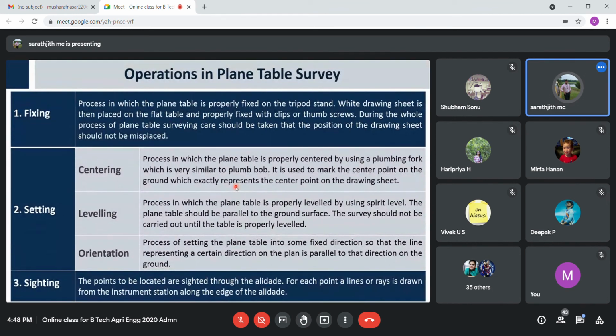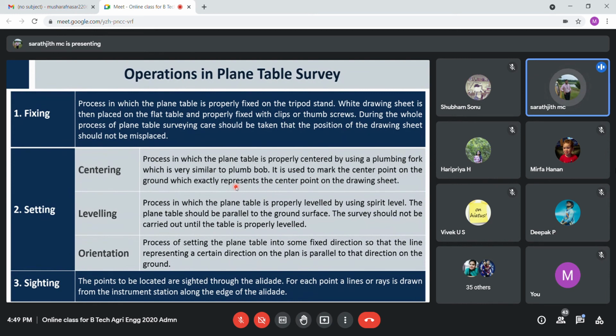So if you are not leveling it, your measurements are going to be incorrect. Okay, so it is always better. It is essential to level the table before you start your plotting. And the third is the orientation.